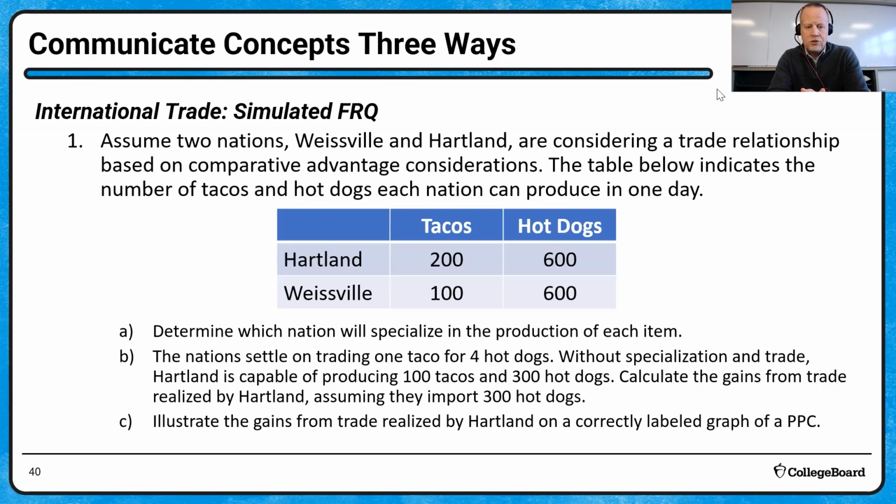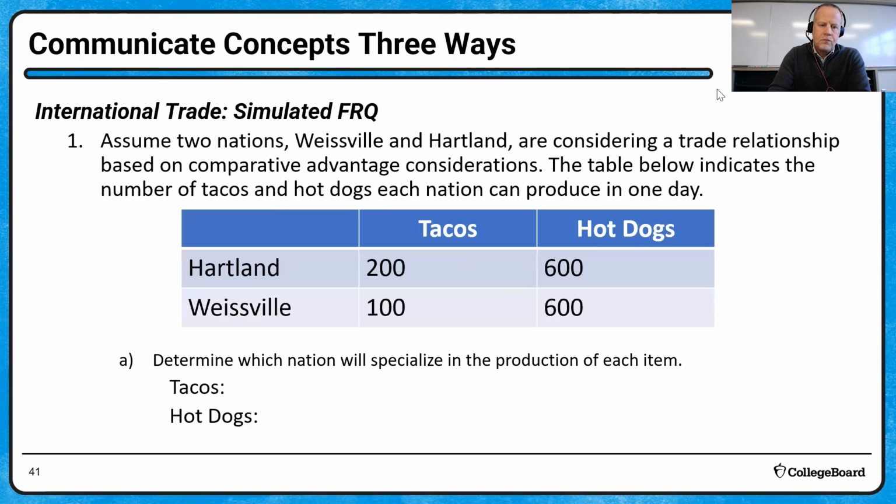The nations settle on trading 1 taco for 4 hot dogs. Without specialization in trade, Heartland is capable of producing 100 tacos and 300 hot dogs. Calculate the gains from trade realized by Heartland, assuming they import 300 hot dogs. So they want to maintain that level of 300 hot dogs. Who wouldn't, right? Illustrate the gains from trade realized by Heartland on a correctly labeled graph of a PPC. Okay, so pause the video and then come back and we will go over the answers.